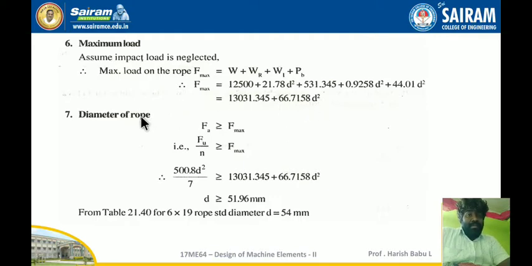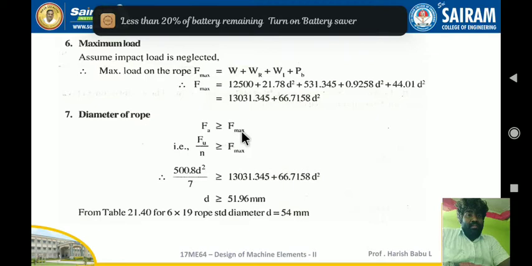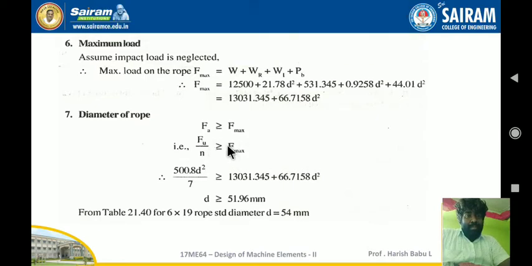So now the diameter of the rope. To find the diameter of the rope, I have to go for FA should be greater than F maximum, that is allowable should be greater than maximum force. So FU by n is equal to F maximum I want to consider. So FU I want to take as 500.8 d square, which we have taken in the table, divided by n as 7, should be greater than this value. So d should be greater than or equal to 51.96 mm. So from the table for 16 into 19 rope, standard diameter d is equal to 54 mm. So that is the thing you want to consider.